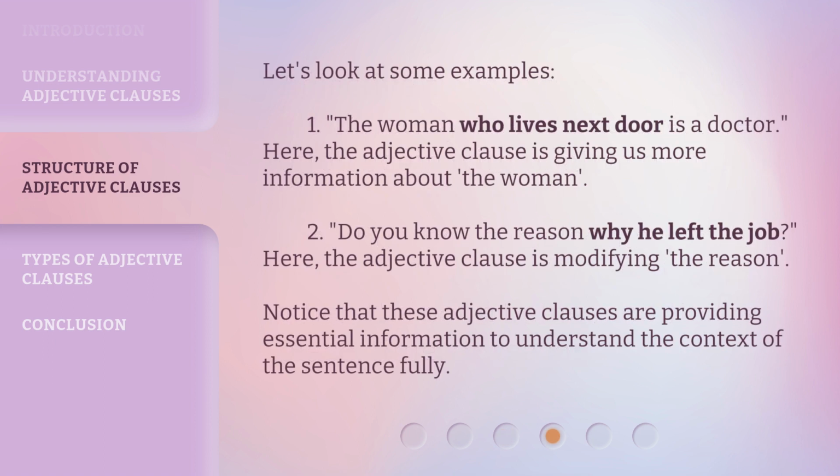Let's look at some examples. 1. The woman who lives next door is a doctor. Here, the adjective clause is giving us more information about the woman. 2. Do you know the reason why he left the job? Here, the adjective clause is modifying the reason. Notice that these adjective clauses are providing essential information to understand the context of the sentence fully.